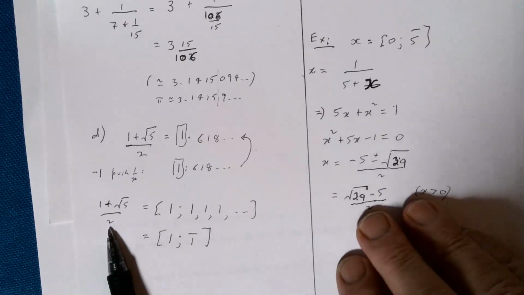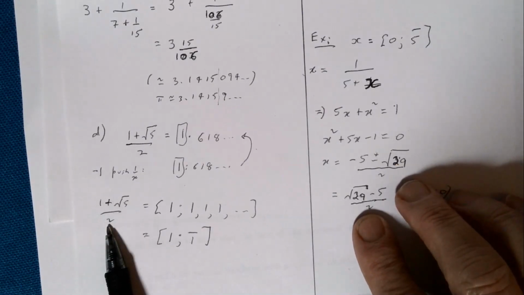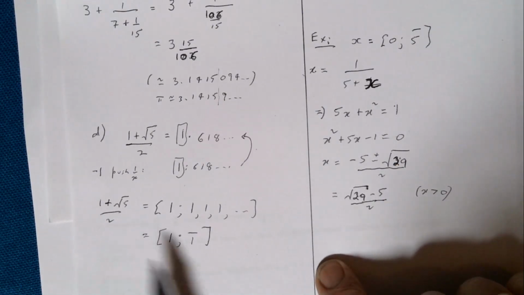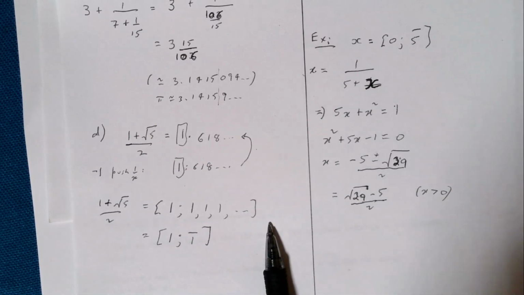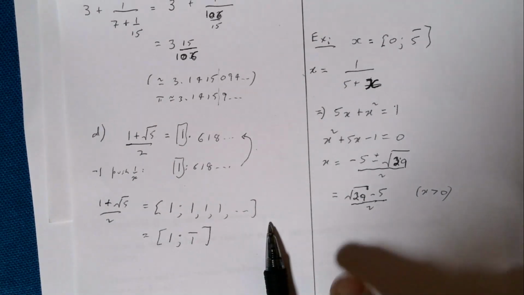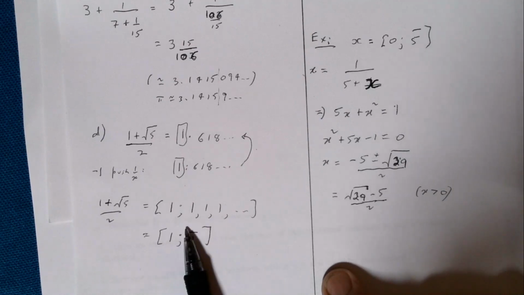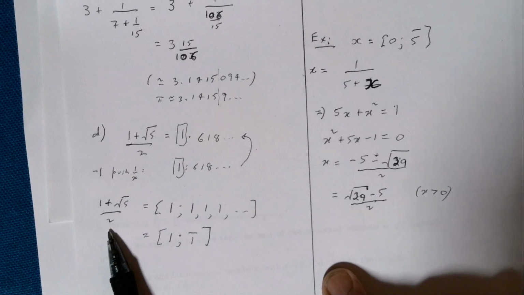In other words, the continued fraction for this amazing number, the golden ratio, turns out to be 1 with a semicolon and then followed by 1s. In some sense, it's the simplest infinite continued fraction, and it happens to converge back to the golden ratio.